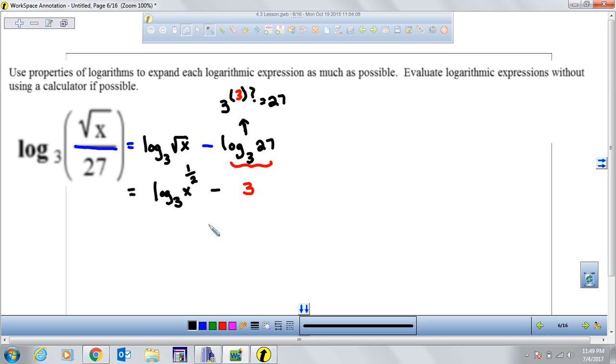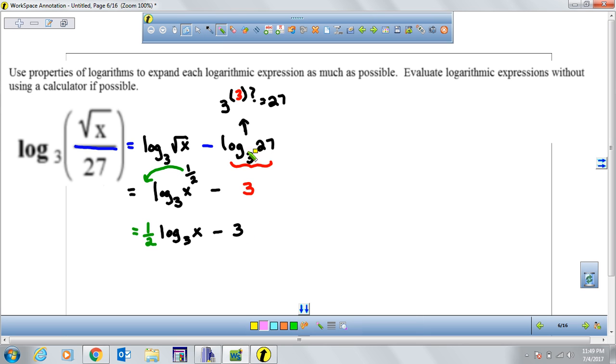So in this problem, we also have the power rule, which tells me that if I have a power on the log, very simple, you bring the power to the front and multiply it times the log. So it will be 1/2 times the log base 3 of x, and then we bring down the minus 3. And this is the answer for the expanded form of this problem.